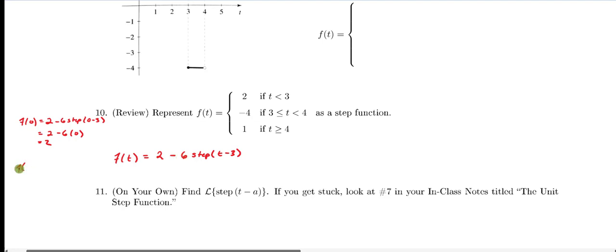But if I were to plug in the number 3.5, this would be 2 minus 6 times the step function of 3.5 minus 3. In this case, the argument of the step function is positive, and so it broadcasts a 1. So we get 2 minus 6 times 1, which is equal to negative 4, which is what we want it to output if we have a t value between 3 and 4. So far we're looking pretty good. Let me scoot this over.